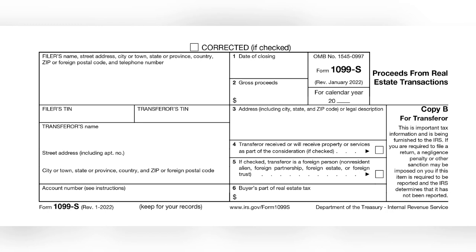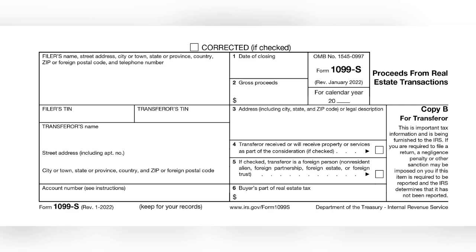On the screen, you'll see the 1099-S form open as a PDF so that you can follow along. Let's go through the key parts step by step. Starting at the top section, you'll see the filer's information. This includes the name and phone number of the person or company responsible for filing the form. And right below that, you'll see the filer's TIN and the transferor's TIN. The transferor is the seller of the property. So this is where their tax identification number goes.